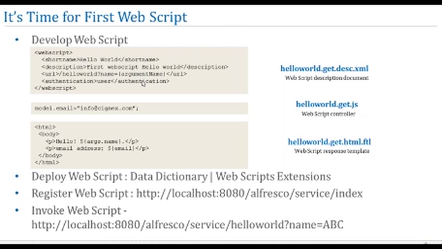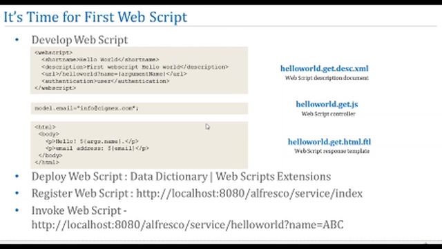Now the second code snippet over here is helloworld.get.js, which is basically the web script controller implementation, wherein we have populated one model object which is holding an email address value. Now the third code snippet, which is helloworld.get.html.ftl, is basically used to render the response of our web script. We have used HTML as a response template, so we are expecting that our web script will be returning the response in an HTML format.